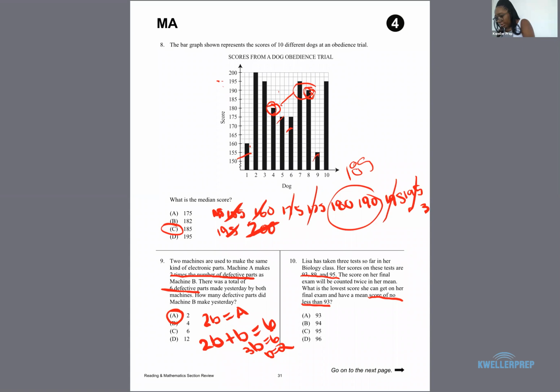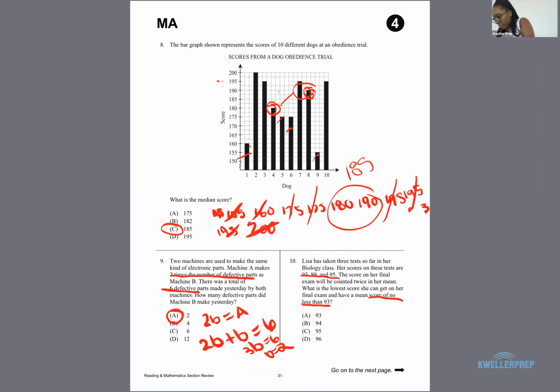than 93? Okay, so they want you to calculate the mean. They want it to be equal to or above 93, right, as close to 93 as possible. They don't want it to be below 93, they want it to be as close to 93 as possible, that it's equal to or above.